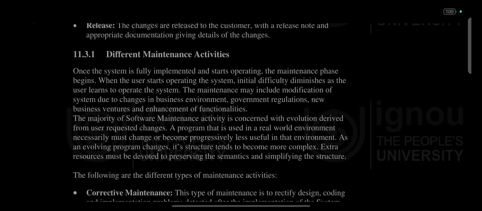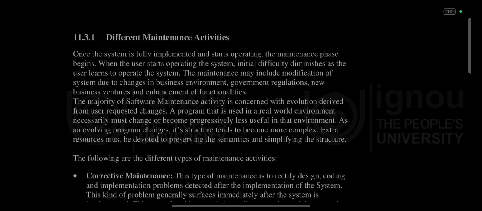Different maintenance activities. Once the system is fully implemented and starts operating, the maintenance phase begins. When the user starts operating the system, initial difficulty diminishes as the user learns to operate the system. The maintenance may include modification of system due to changes in business environment, government regulations, new business ventures, and enhancement of functionalities. The majority of software maintenance activity is concerned with evolution derived from user requested changes.